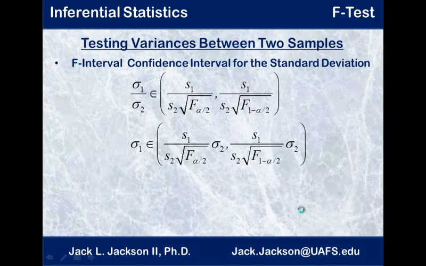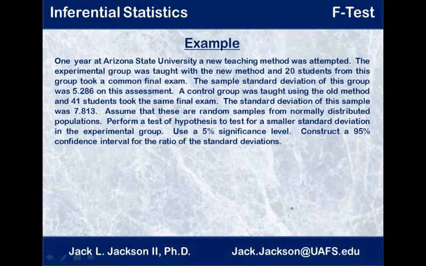So let's take a look at one example, anyway. One year at Arizona State University, a new teaching method was attempted for an algebra class, I think, and the experimental group was taught with the new method, and 20 students from this group took a common final exam. The sample standard deviation of this group was 5.286 on this assessment. A control group was taught using the old method, and 41 students took the same final exam. The standard deviation of this sample was 7.813.